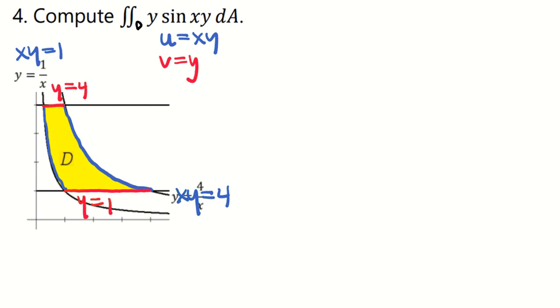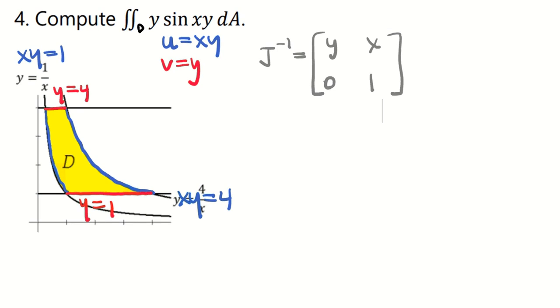So J inverse is the matrix ux, uy, vx, vy. Feeling like that's not the matrix I got earlier. Hold on. Yeah, that's the exact same matrix I got earlier, so I'm not remembering right. So the determinant of J inverse is equal to y times 1 minus x times 0, which is going to be y. That tells me that the determinant of regular J is going to be 1 over y. Now I think I've got all the pieces I need.